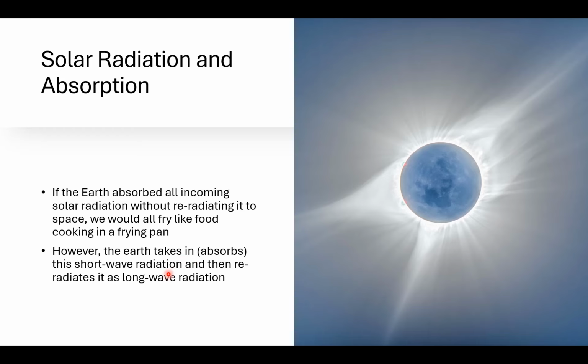However, the Earth takes in or absorbs this shortwave radiation and then re-radiates it as long-wave radiation. So there's a balancing act between the energy in and the energy out between the Earth and the sun. Sun provides the energy in, and again, some of this energy reaches the Earth's surface, some of it gets reflected or scattered. And then the Earth at night, when the sun goes down, starts re-radiating some of this incoming solar radiation it received during the day.